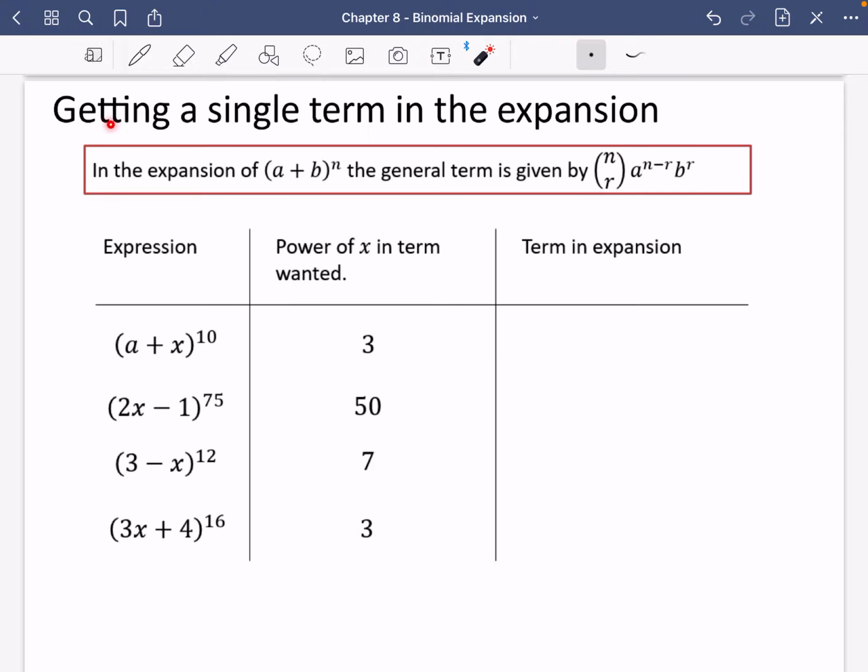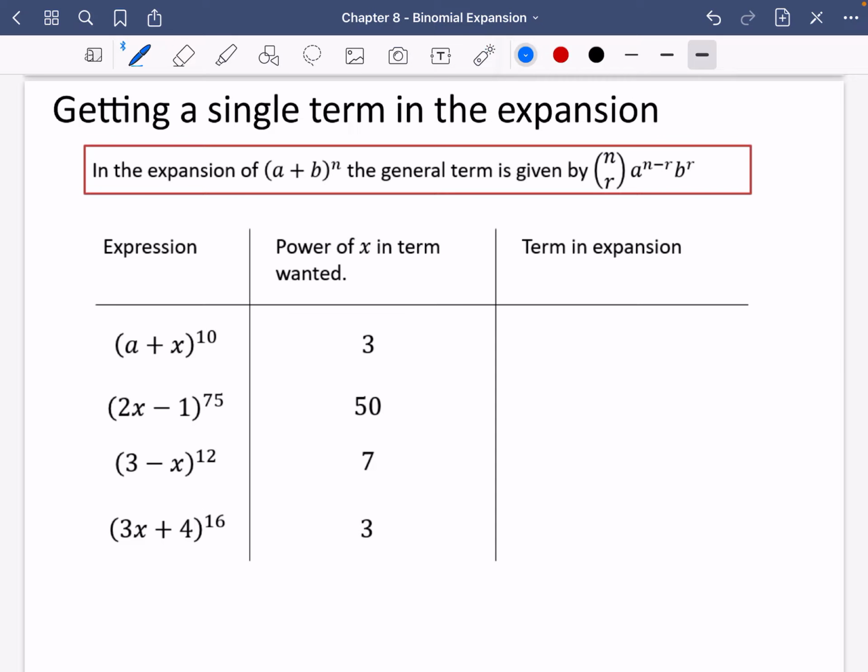So we're going to do a similar thing to what we did earlier on in this chapter. We're just going to be finding a single term in an expansion, but it now might be with much, much higher powers. So in the expansion of (a + b)^n, the general term is given by n choose r, a to the power of n minus r, b to the power of r. In other words, the r part will match one of the powers, and the powers have to add up to n in total. This is confusing when you just see it with some examples, I think it's just going to make a lot more sense.